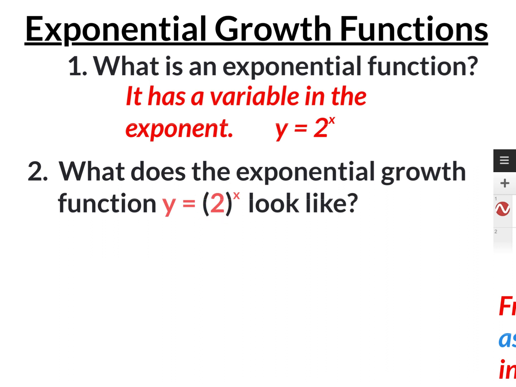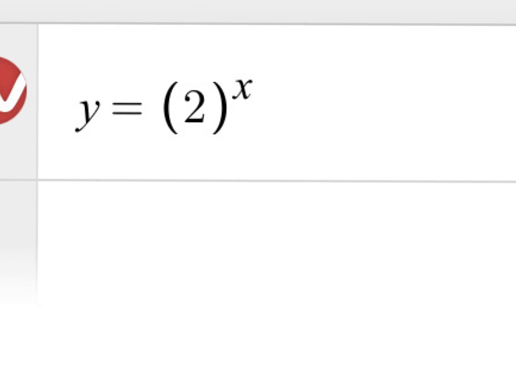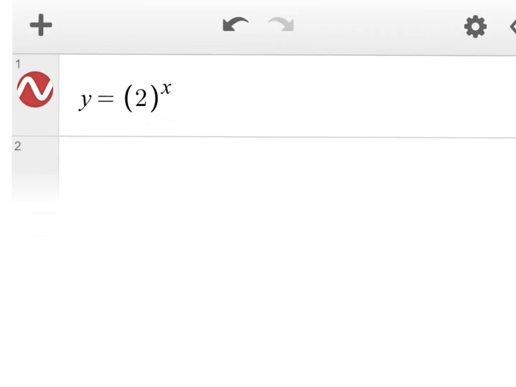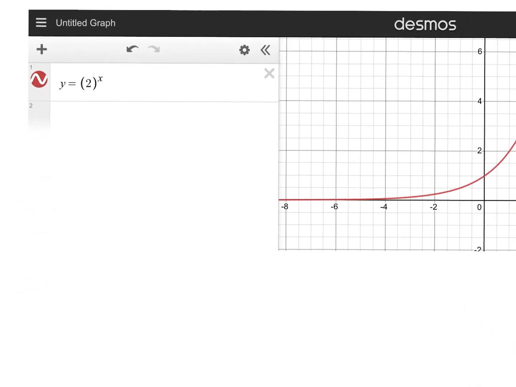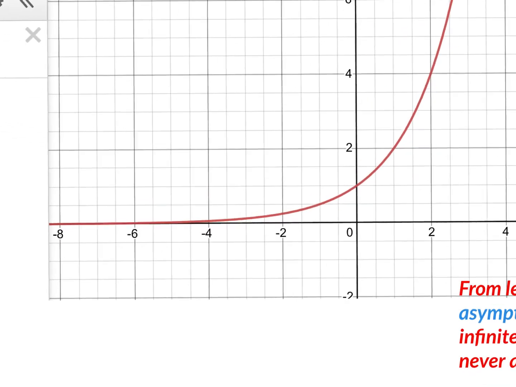Anyway, what does the exponential growth function y equals 2 to the x look like? Well, here it is on Desmos. You simply type in y equals parentheses 2 and then the power button and put the x right there, and you will see this graph on Desmos. So hopefully everybody had the time right now to go to Desmos, type in y equals parentheses 2 close parentheses to the power of x, and you should see this graph right here.